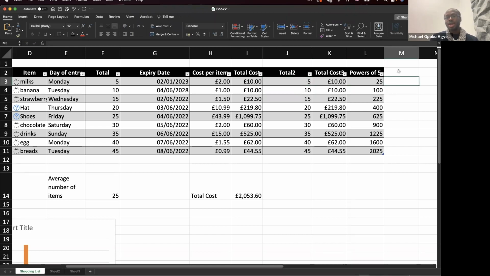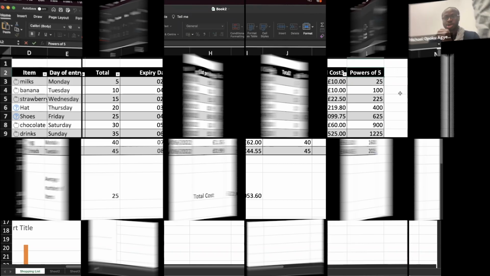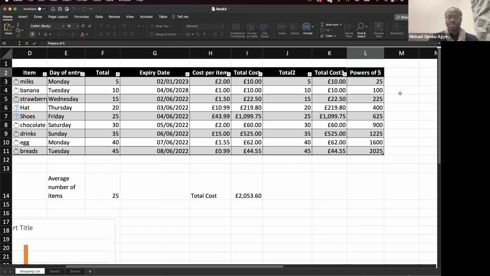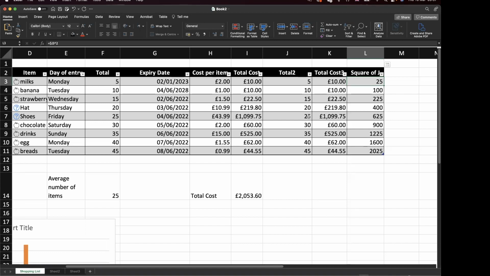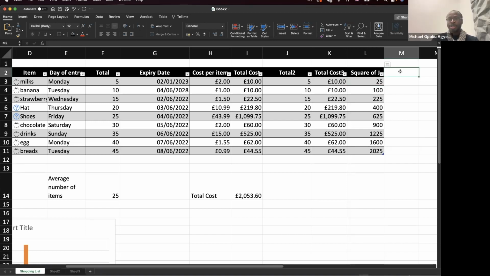So we can actually call this powers of J instead of 5, because it's powers of that, let me call it square of J, because we're squaring the corresponding number in J, for example.